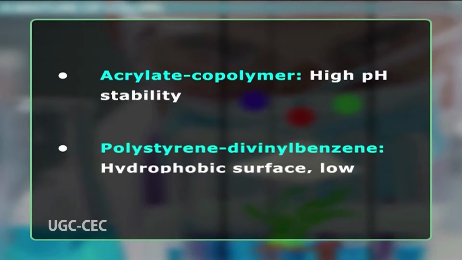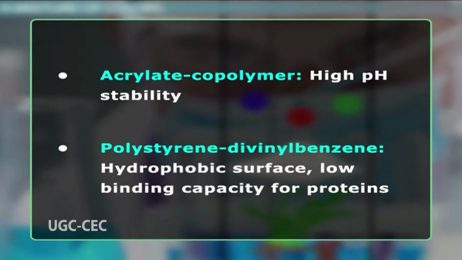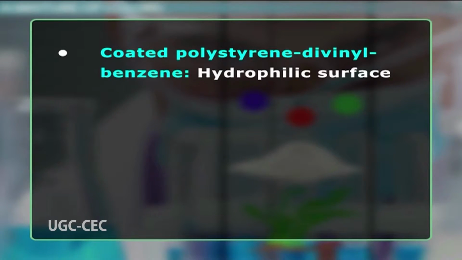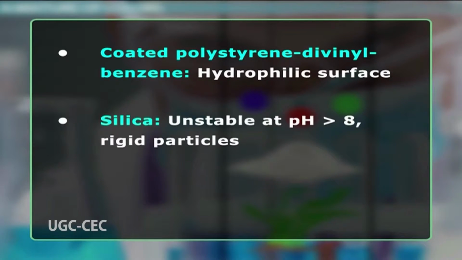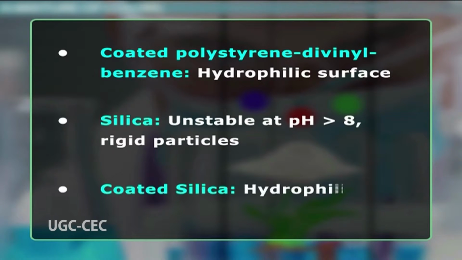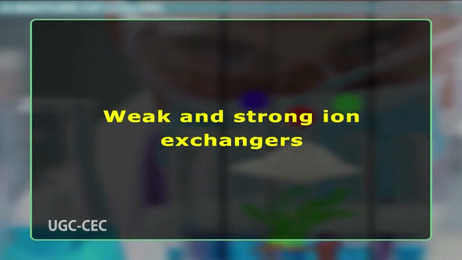Polystyrene divinylbenzene: hydrophobic surface, low binding capacity for proteins. Coated polystyrene divinylbenzene: hydrophilic surfaces. Silica: unstable at pH greater than 8, rigid particles. Coated silica: hydrophilic surface. Weak and strong ion exchangers.